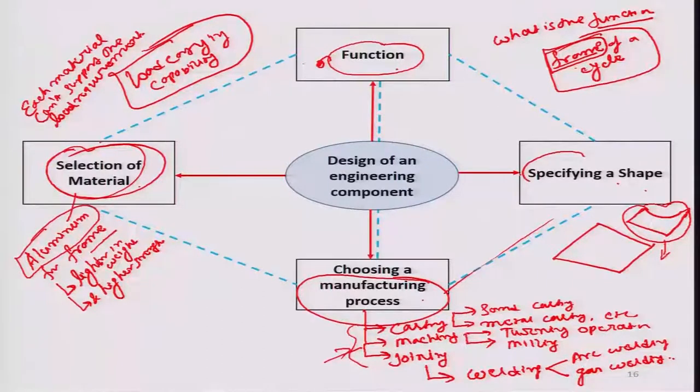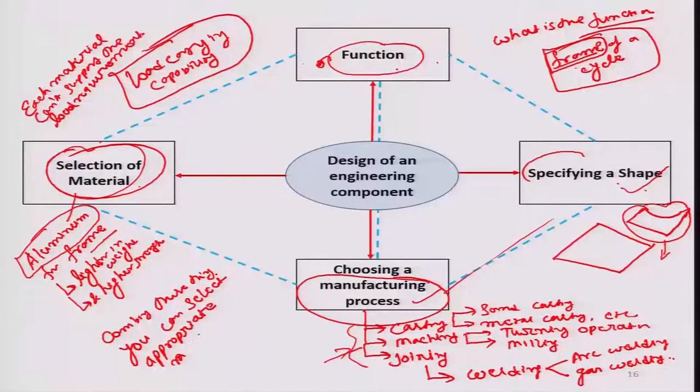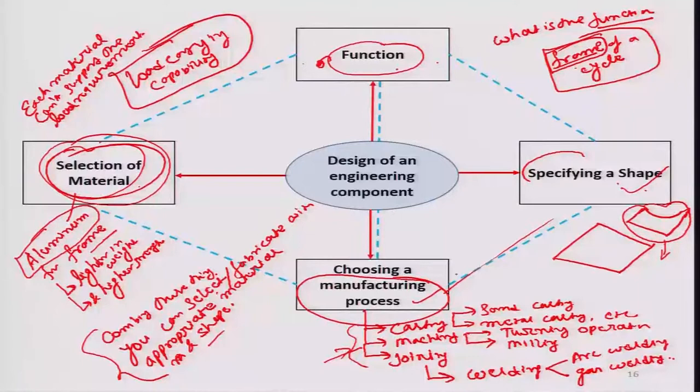So again, this completes all four components: function of your component, selection of material, manufacturing process, and shape. Combining these things, you can select or fabricate with appropriate material and shape. So, in this course I will focus only on the selection of material, although the other parameters are also necessary for the design of an engineering component, but I will focus only on selection of material.